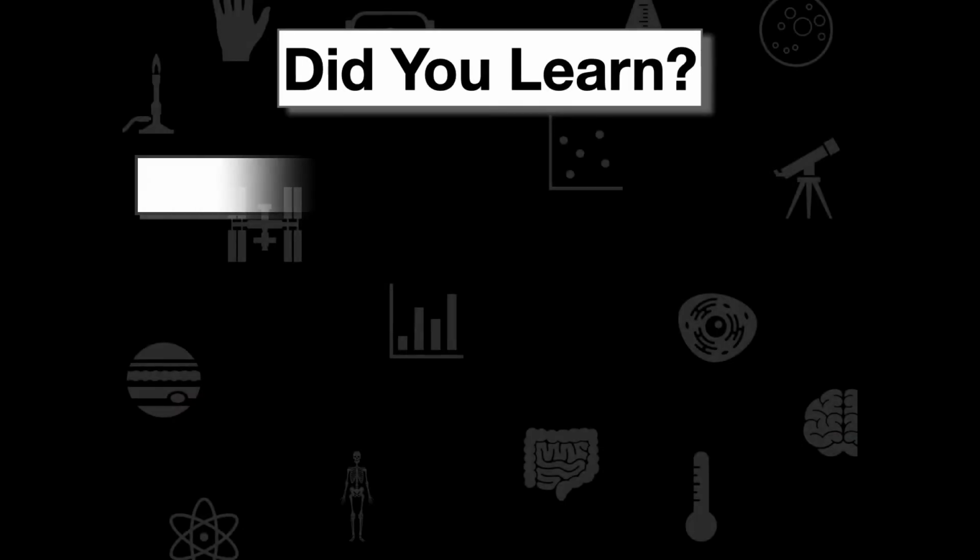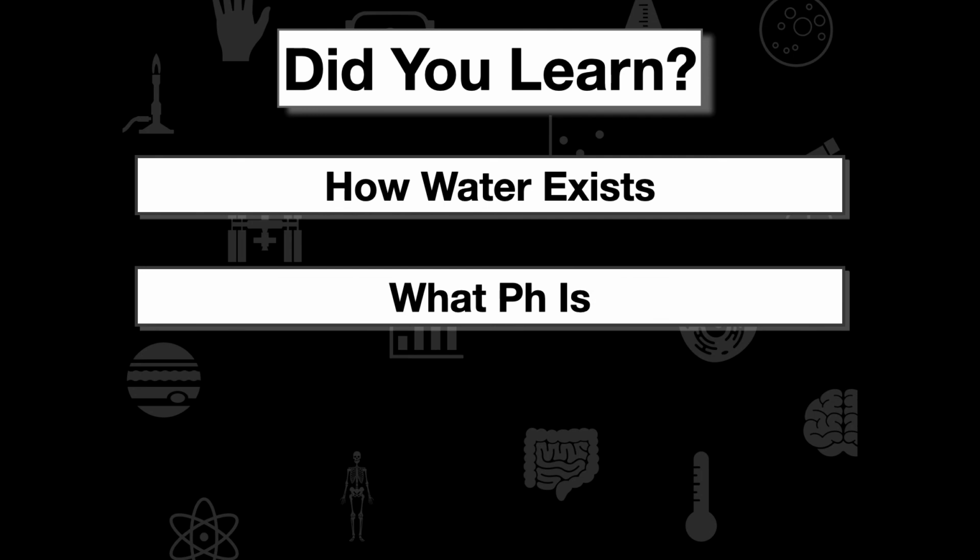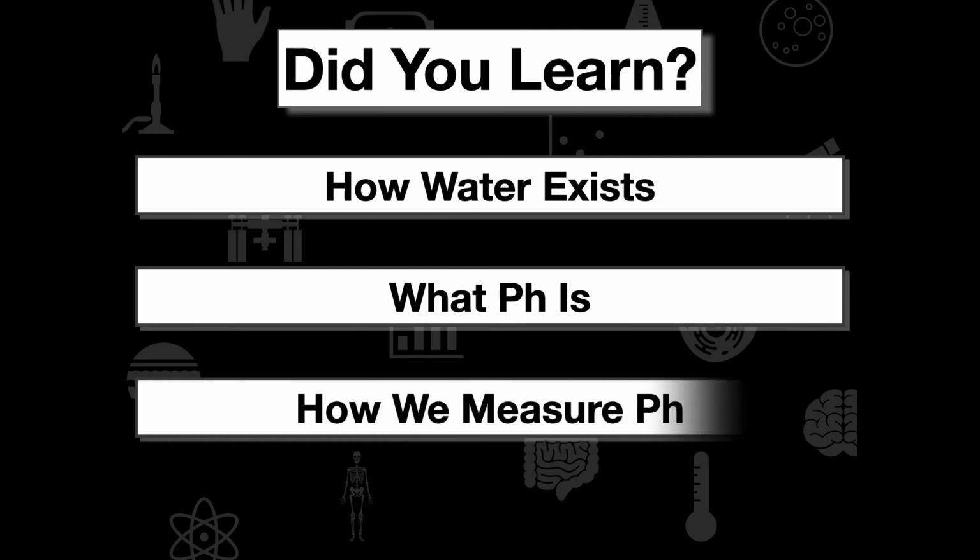All right, so did you learn a couple of things? Did you learn how the molecules of water exist? Did you learn about what pH is? It's the ratio of H+ to OH-. And did you learn how we measure pH and use the pH scale to look at solutions, how acidic or how basic they are?